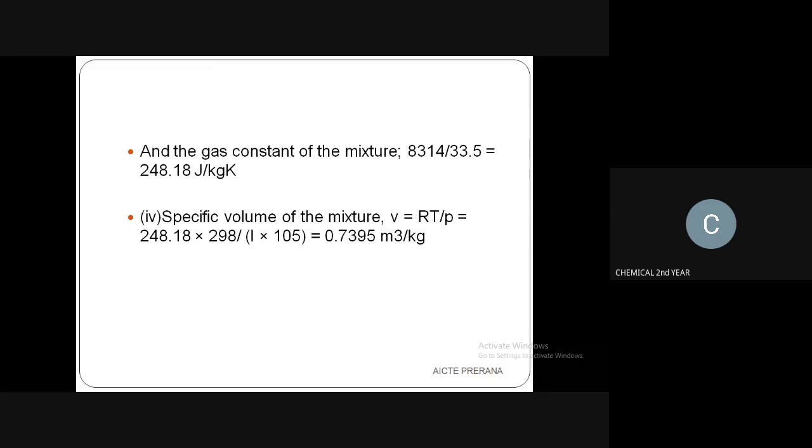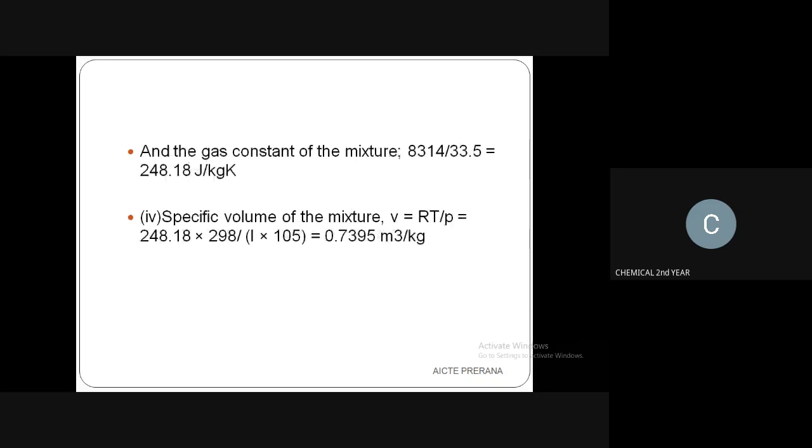Okay. Then the last thing they have asked in the question is the specific volume of the mixture. What do you mean by specific volume of the mixture? Here the formula for specific volume of the mixture is v equal to R into T divided by P. Here R is nothing but the gas constant we have found out, T is the temperature, and pressure is 1 bar. They have given us 1 bar.